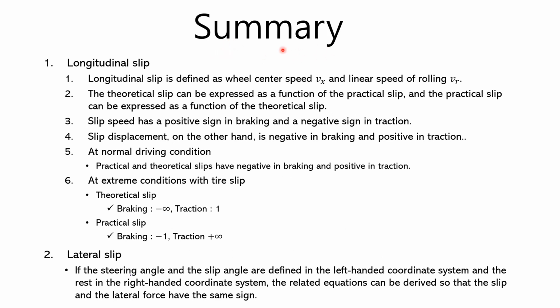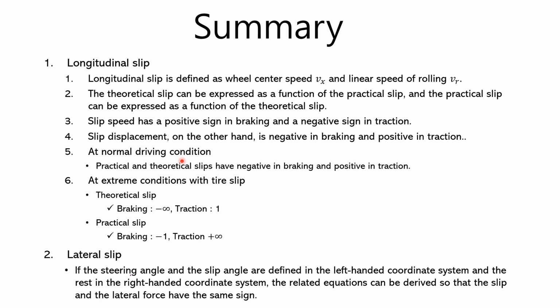Here we have a summary. Longitudinal slip is defined by the wheel center speed Vx and the linear speed of rolling Vr. The theoretical slip can be expressed as a function of the practical slip, and the practical slip can be expressed as a function of the theoretical slip. Slip speed has a positive sign in braking and a negative sign in traction. Slip displacement, on the other hand, is negative in braking and positive in traction.